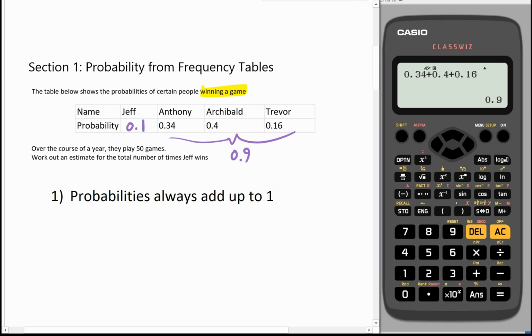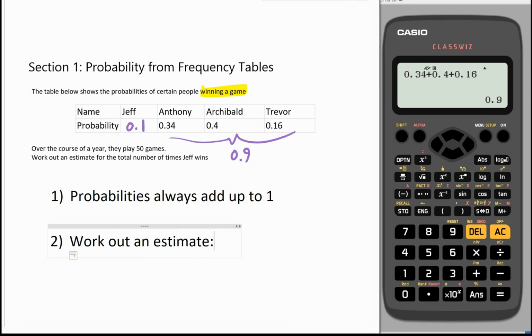We're going to work out an estimate for the total number of times Jeff wins. So the odds of Jeff winning is 0.1, and he's playing 50 games. That takes us to rule 2. To work out an estimate, you are going to have the total number of games, and then you're going to multiply it by the odds of him winning.